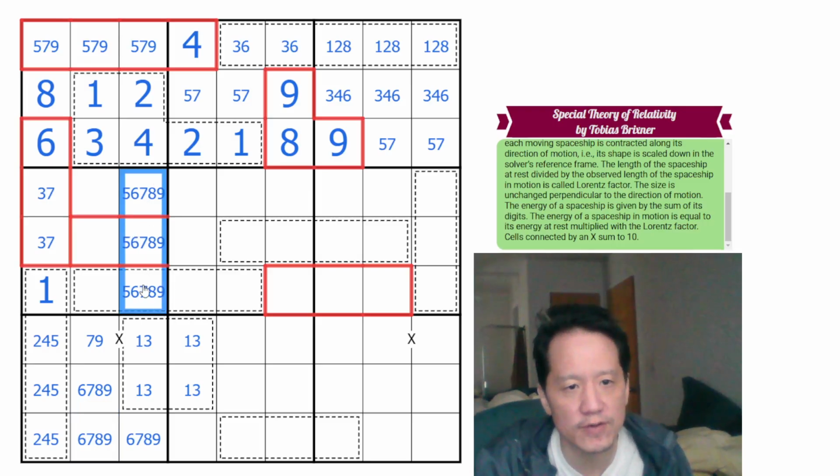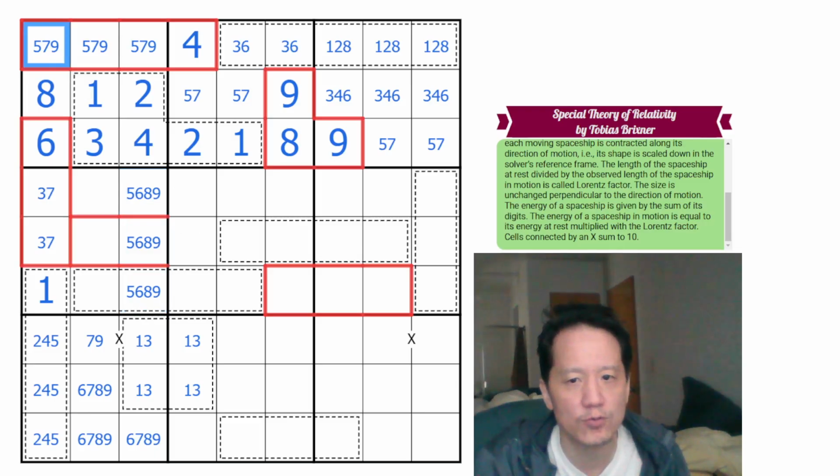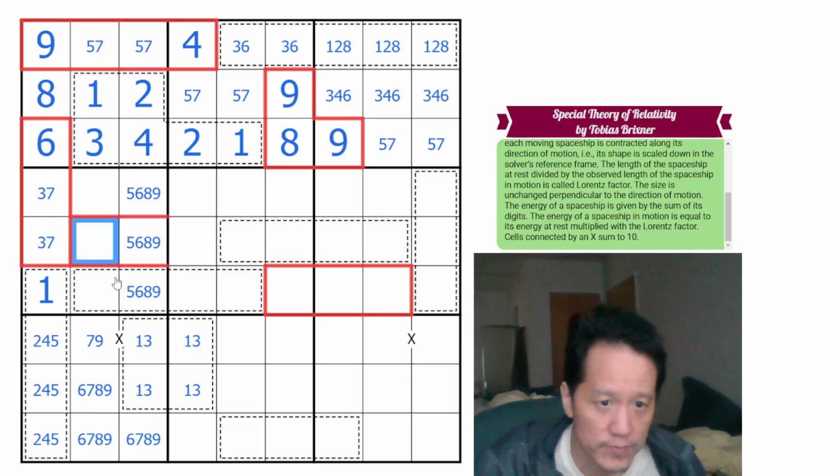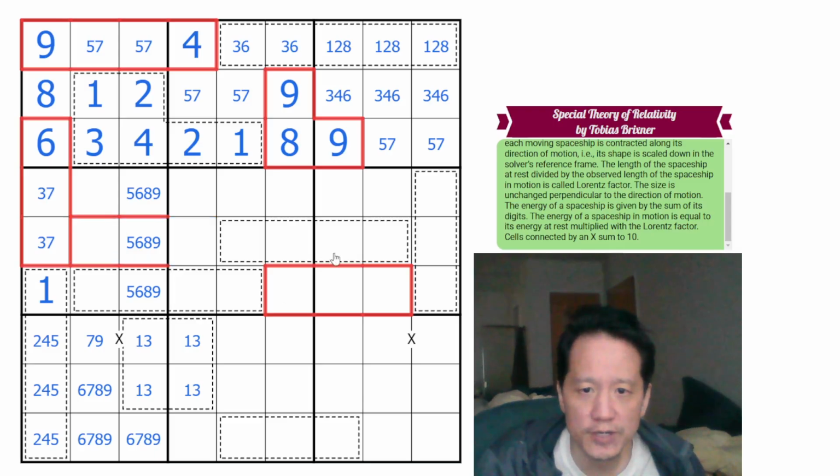This can't be 7. Oops. Can't be 7. This can't be 5 or 7 because of the 2, 4, 5 triplet and the 3, 7 pair. So this has to be 9, which means this cannot be 9 here. Therefore, this 3 has to be this shrunk. So it cannot be this one then. Right? Because then the spaceships would crash into each other, which they cannot overlap.